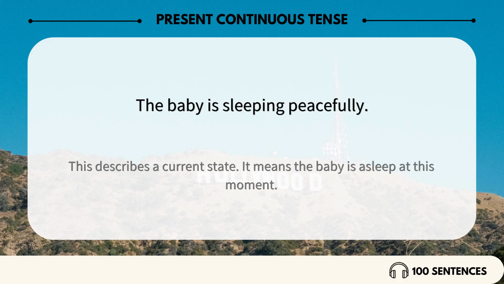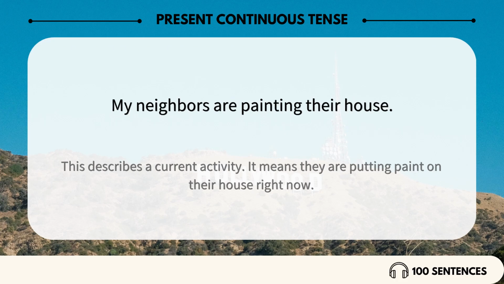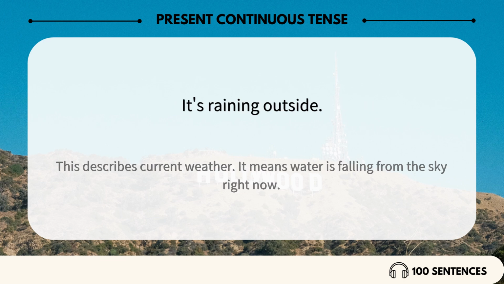The baby is sleeping peacefully. This describes a current state. It means the baby is asleep at this moment. My neighbors are painting their house. This describes a current activity. It means they are putting paint on their house right now. It's raining outside. This describes current weather. It means water is falling from the sky right now.